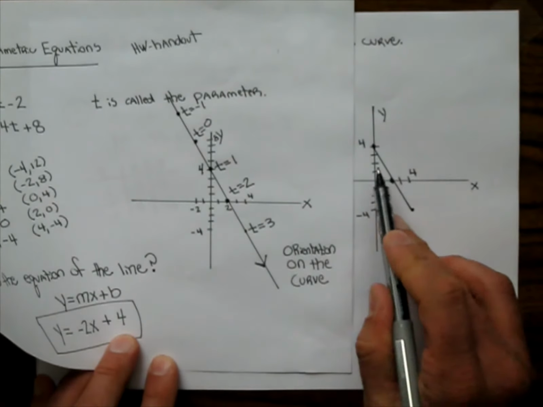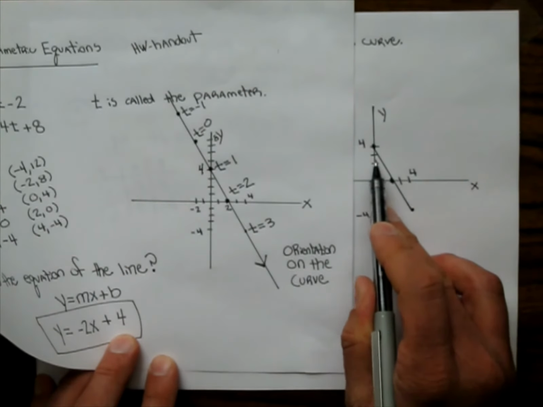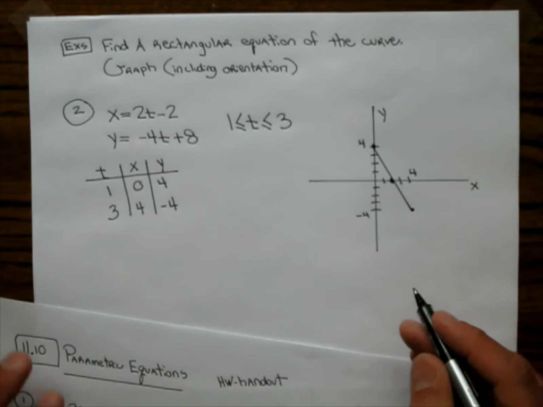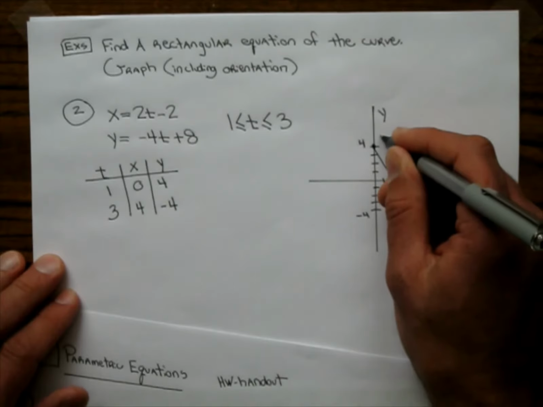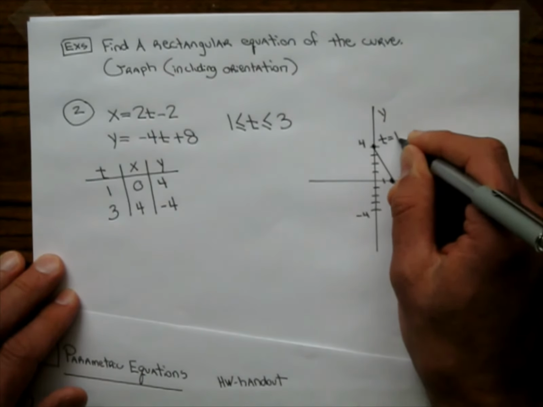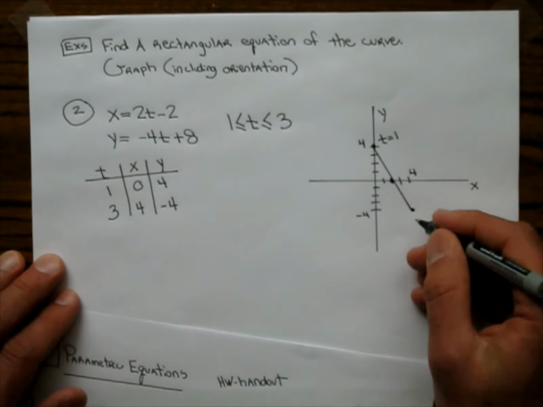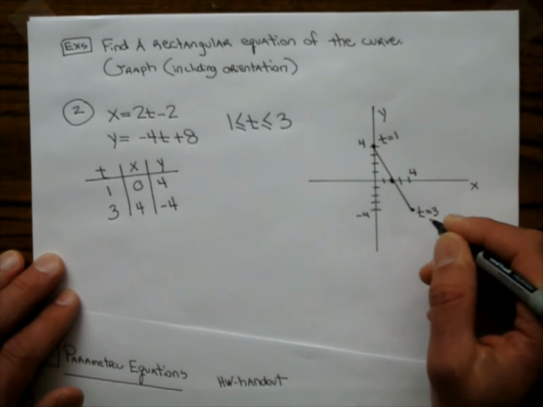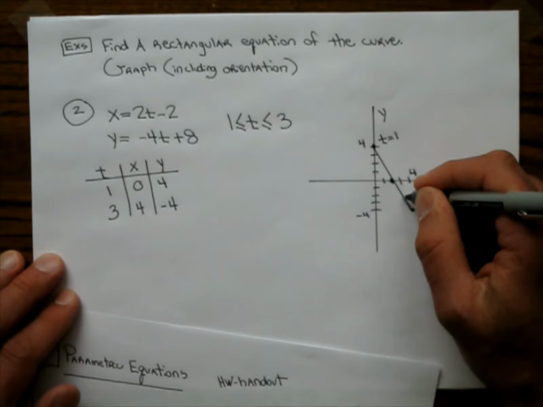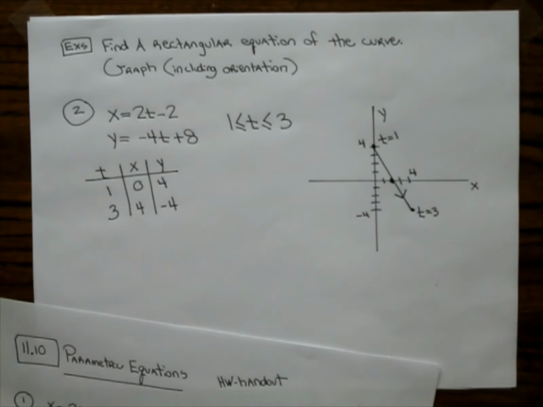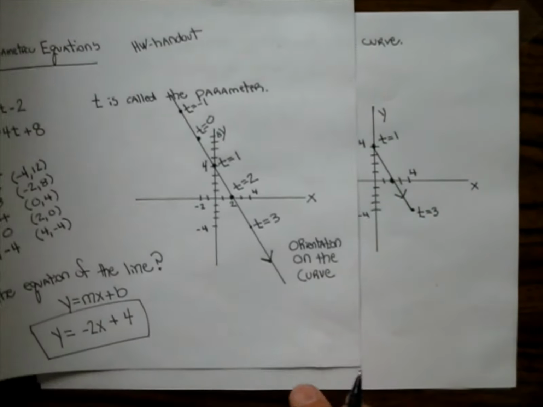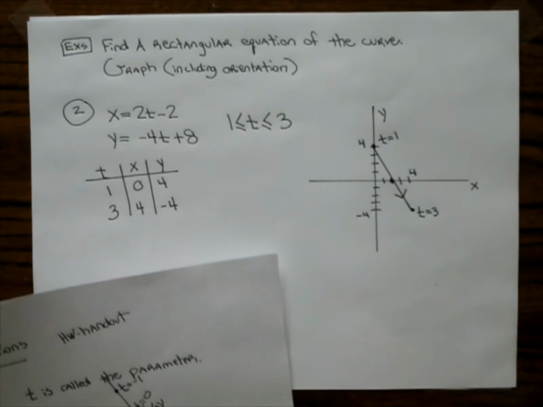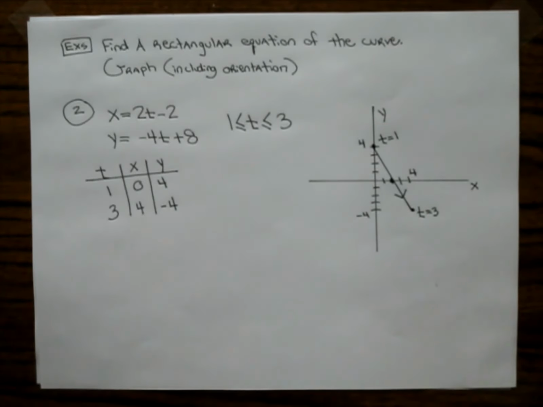Now notice, you see kind of the difference? The difference is that this line is not going to be a full line, it's going to be a line segment. It's going to start right up here at t equals 1, and the end is going to be when t equals 3. The orientation is still going down, and it looks like that, but notice the difference between the graphs. This graph goes forever, and that's a line, and this is a line segment.